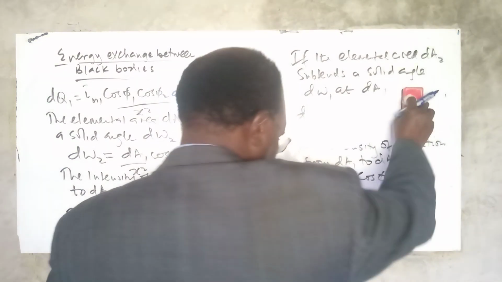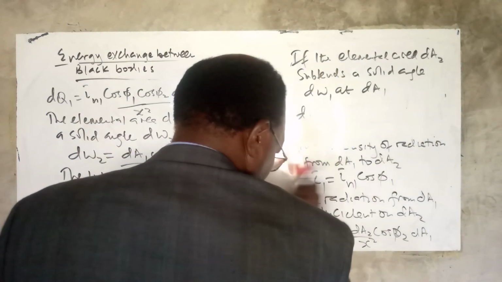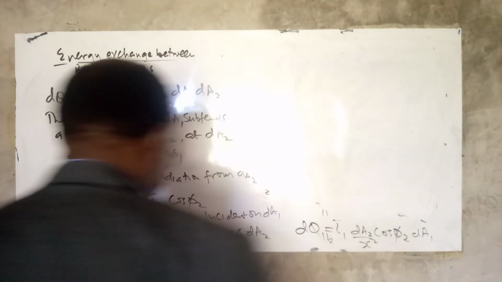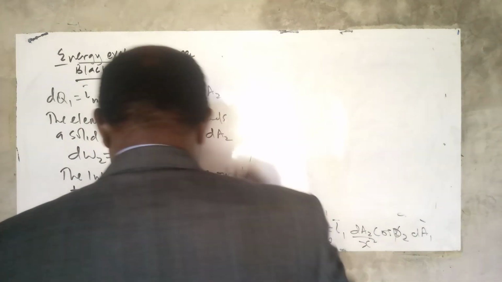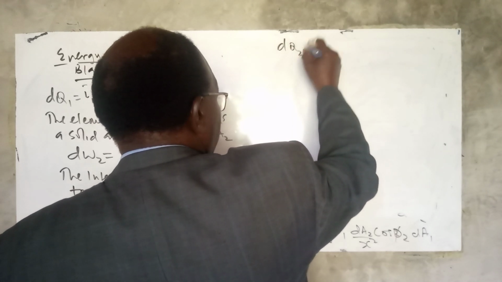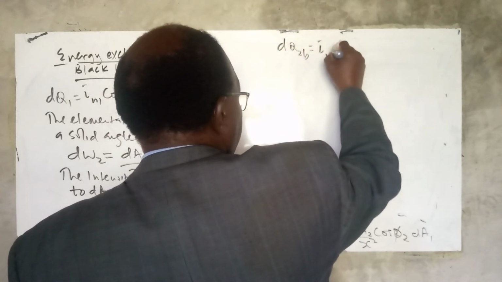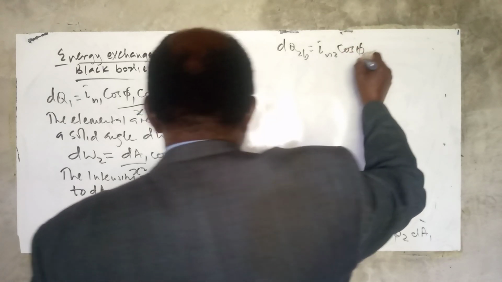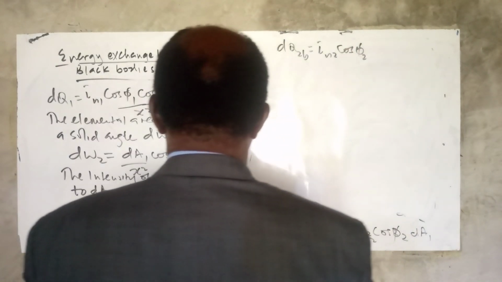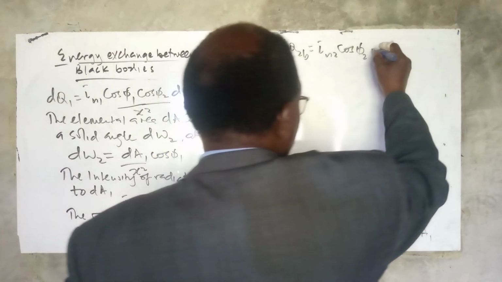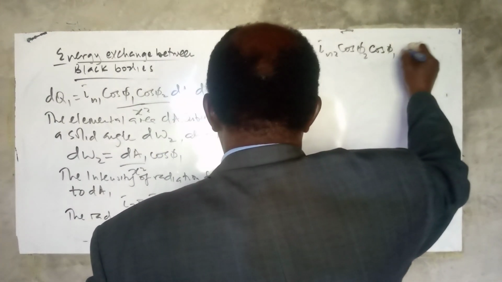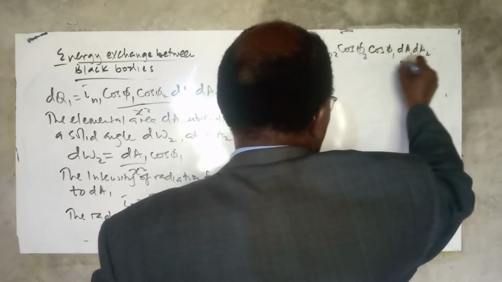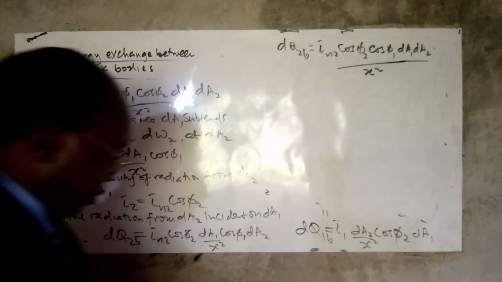So we will need this last quantity, so I want to erase it so that you don't have to go again to the derivation. So dQ2b is IN2 cos phi 2 cos phi 1 dA1 dA2 over x squared.